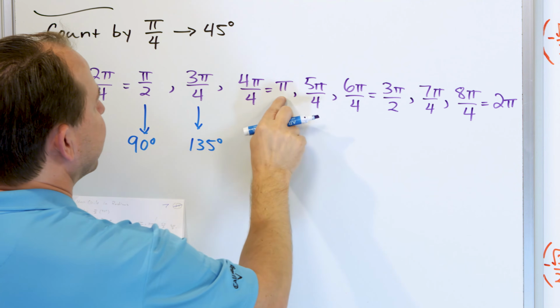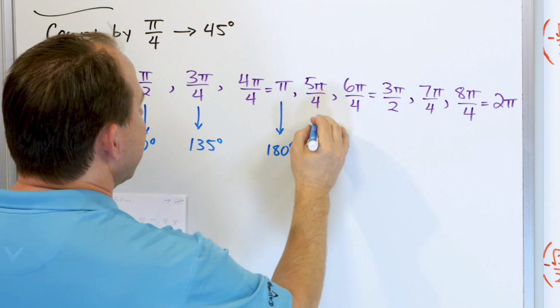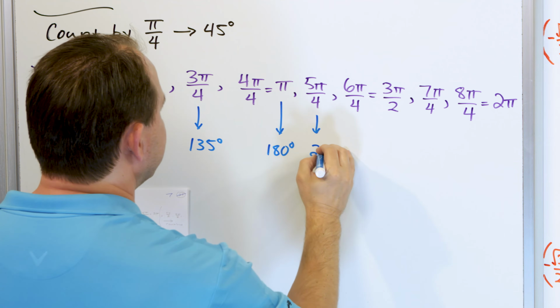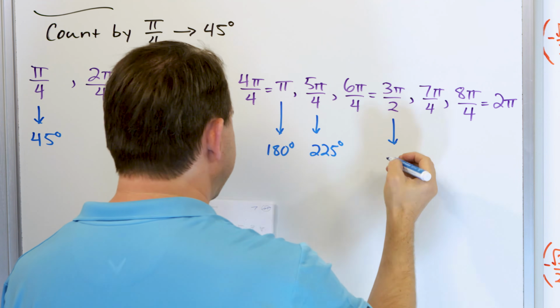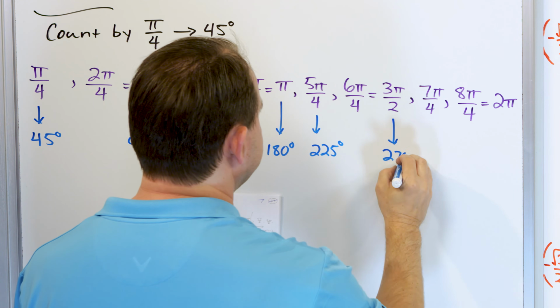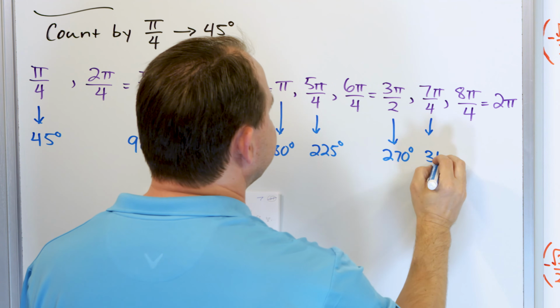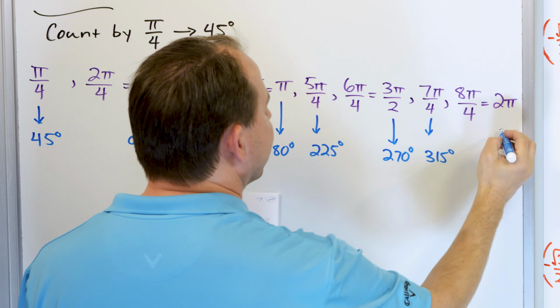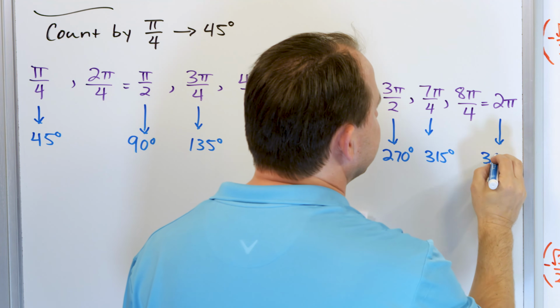Then you have the 4 pi over 4, which is pi. That gives you 180. Then you have the 5 pi over 4, which gives you the 225. Then you have the 6 pi over 4, which is the 3 pi over 2. That gives you 270. Then you have the 7 pi over 4, which gives you the 315. And then you have the 8 pi over 4, which is 2 pi, which is all the way around the circle, which is 360 degrees.